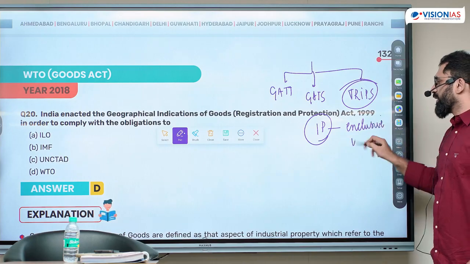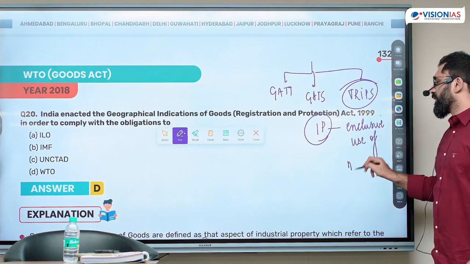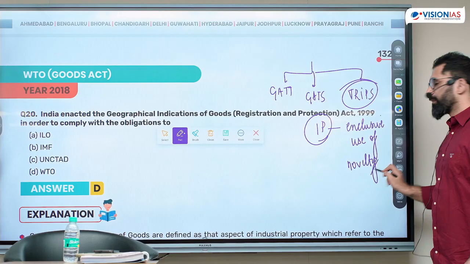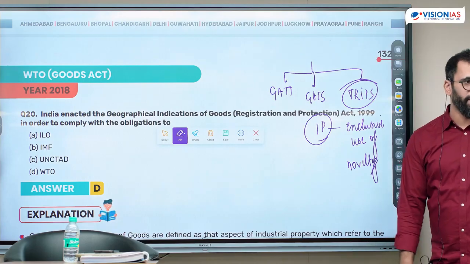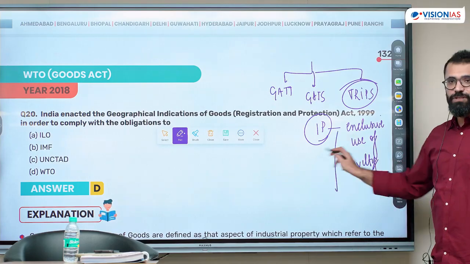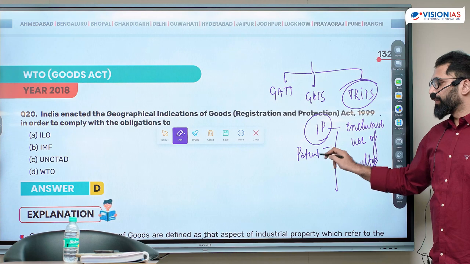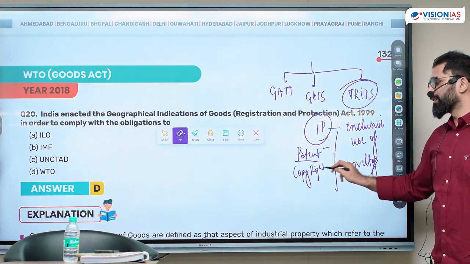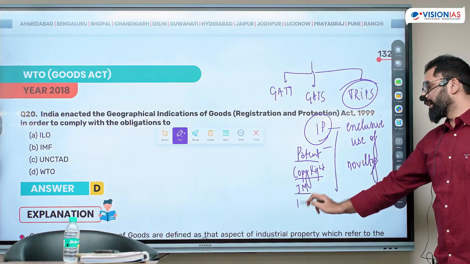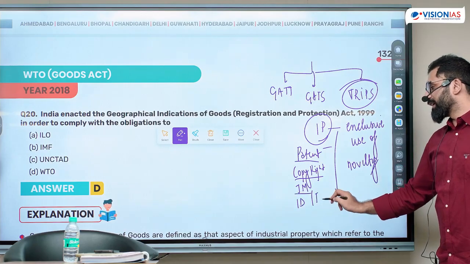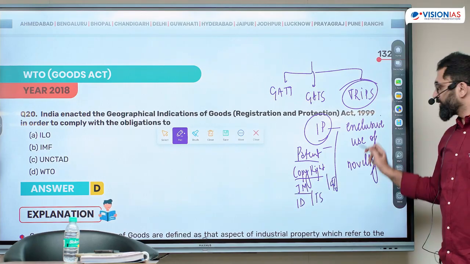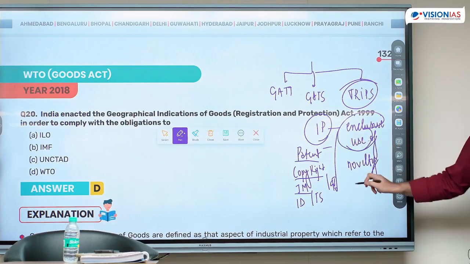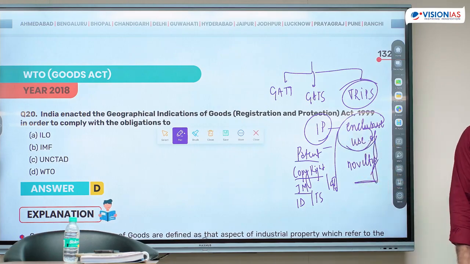Intellectual property is exclusive use of novelty. It can be granted in various forms: patent, copyright, what else? Trademarks, industrial design, trade secret, geographical indication. All of them are promising exclusive use of something which is novel, right?